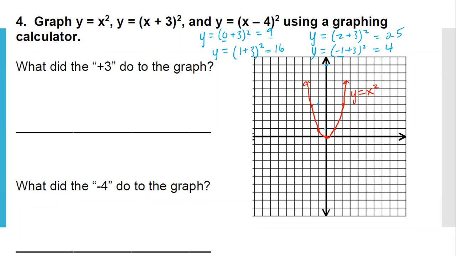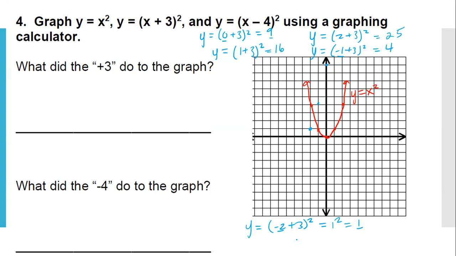I can also do the same thing for -2. So if I plug in y equals -2 plus 3 squared, I get 1 squared, and 1 squared equals 1. So at -2, I'm at 1. So this looks like it's one side of the parabola, right? So I still need my vertex.